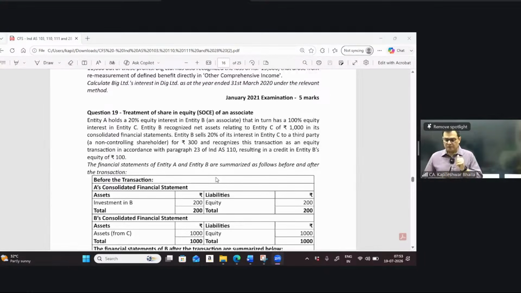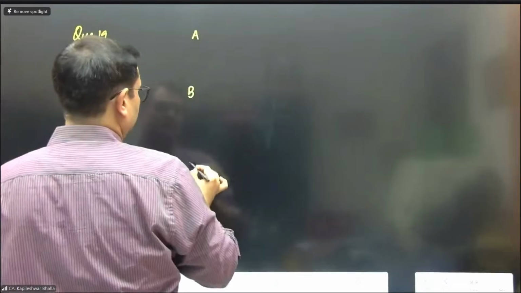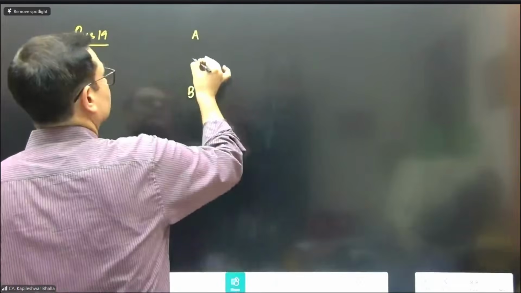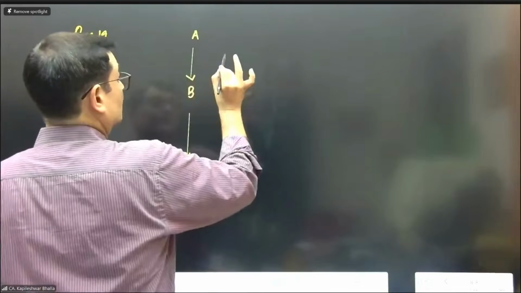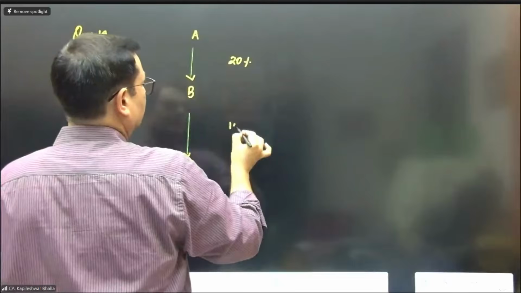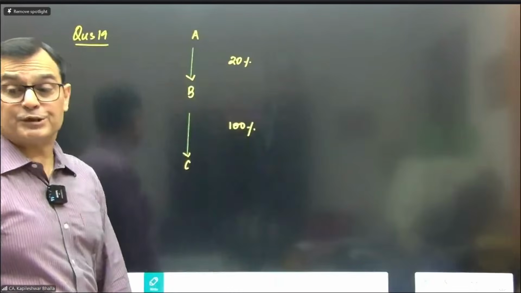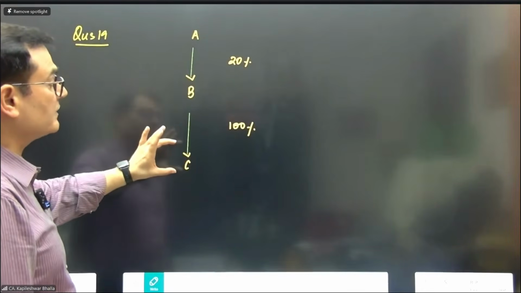Okay, so I think before we proceed further, let me just give you a quick connect of the information as well, so we understand that better. So in terms of question number 19, we can see the status. There is a company A, there is a company B, and there is a company C. So if we just try to gather the information, we can see that A has got a 20% stake in B, and B has got a 100% stake in C. That's the chain. So B is supposed to be an associate of A, and C is a subsidiary of B.